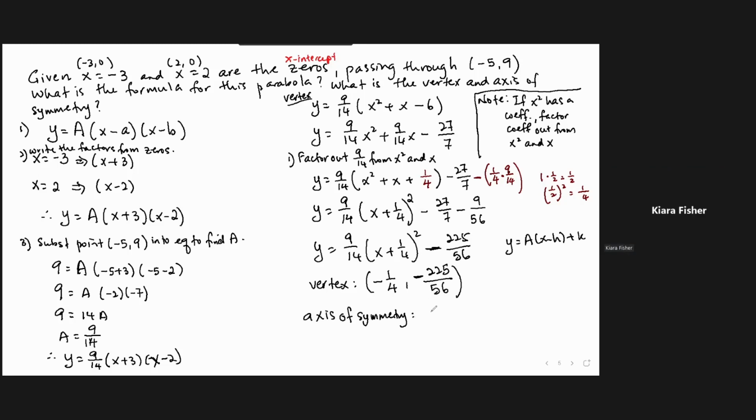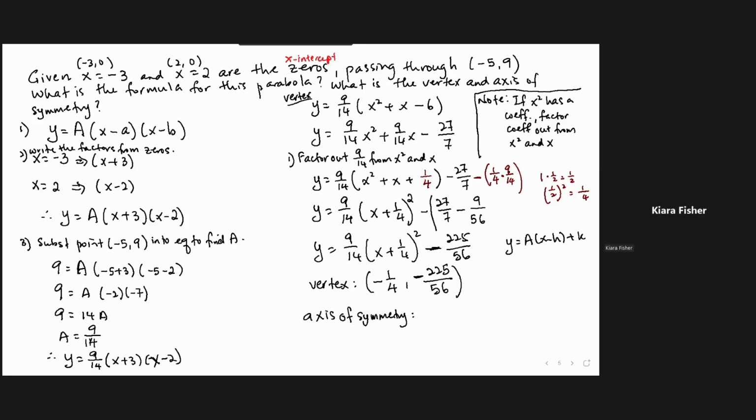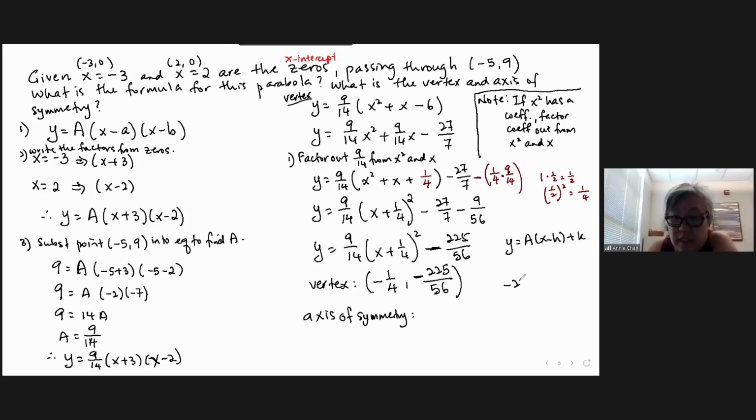How'd you get the -225 over 56? Did we calculate wrong? This one here. Can you explain it, please? Sure. 7 times 8 and 27 times 8. -27 over 7 minus 9 over 56. 56 is a common denominator for 7 and 56.